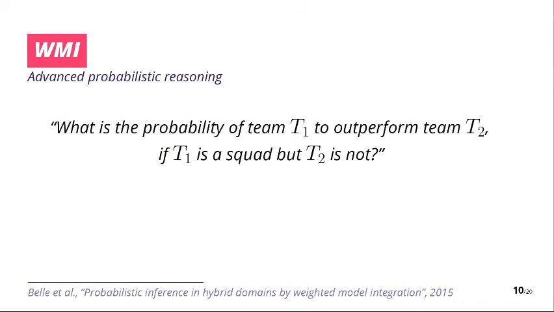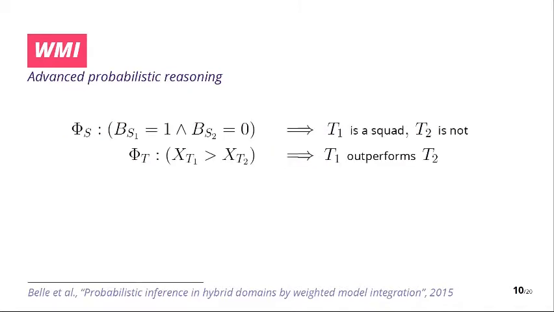Let's go back to the aforementioned question that cannot be answered by the other models. What is the probability of Team 1 to outperform Team 2 if Team 1 is a squad but Team 2 is not? It's easy to answer it within the WMI framework. We first introduce two constraints here. The first one describes the condition: Team 1 is a squad and Team 2 is not. The second one describes the query. That is, the performance of Team 1 is better than Team 2.